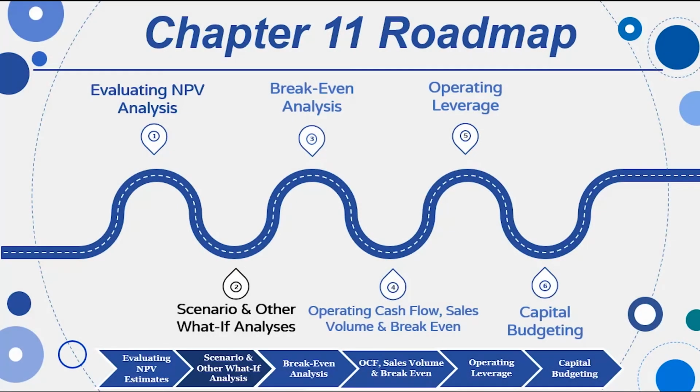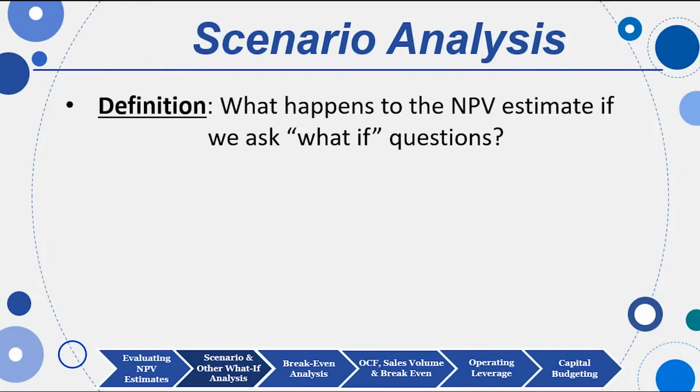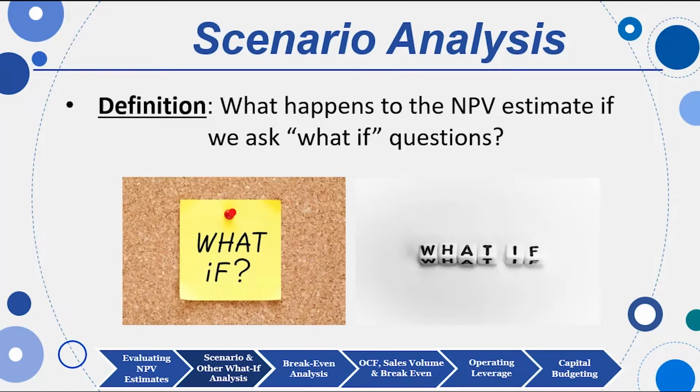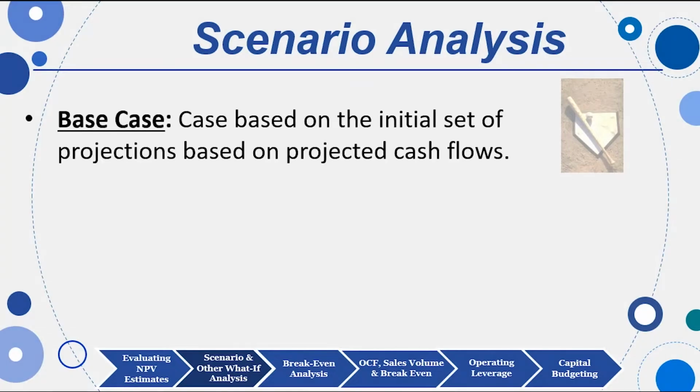Second learning objective, we're going to look at scenario analysis and other types of what-if analysis. You know you're doing scenario analysis if you see the words base case, or most likely case, best case, and worst case. So we're going to ask what if. What happens to the NPV if we increase the selling price, if we increase the quantity sold, if we decrease the cost? These are questions we'll ask.